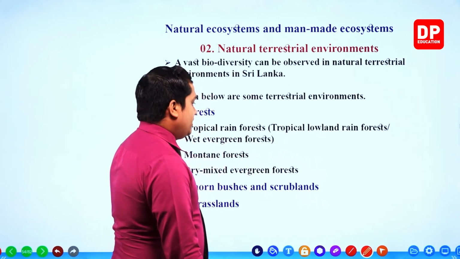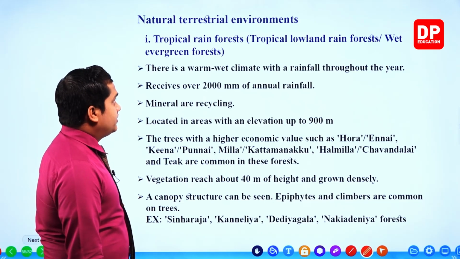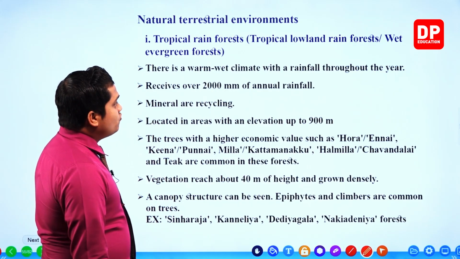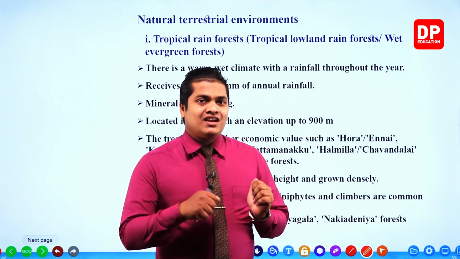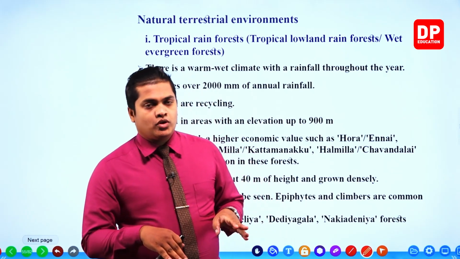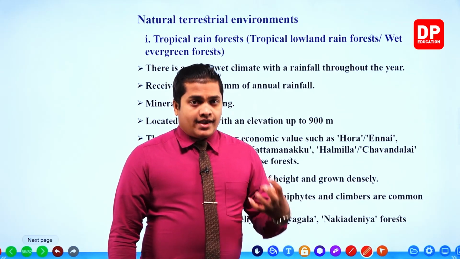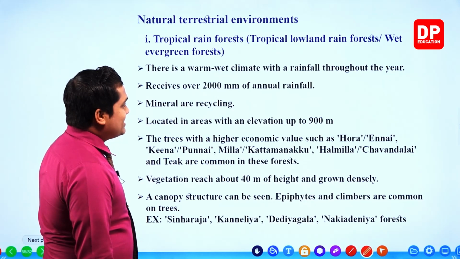Right then. So now let's head on to see our first and foremost type of natural terrestrial environment. So the first one is forest. Then under that you are given the first subtopic, tropical rainforest or tropical lowland rainforest, or else wet evergreen forest. First of all, you are given the point, there is a warm wet climate with rainfall throughout the year. So for these forests, my dear children, there is a warm wet climate with good rainfall throughout the year. Next one, receives over 2000 millimeters of annual rainfall.